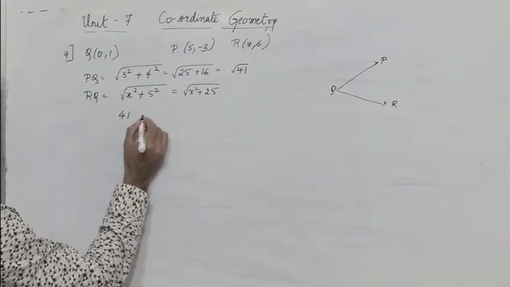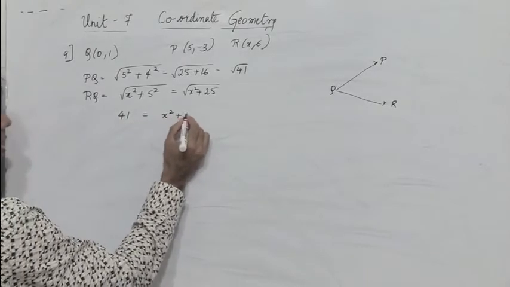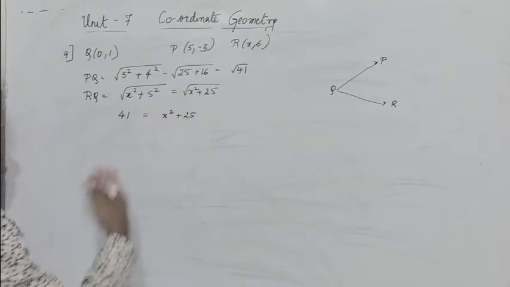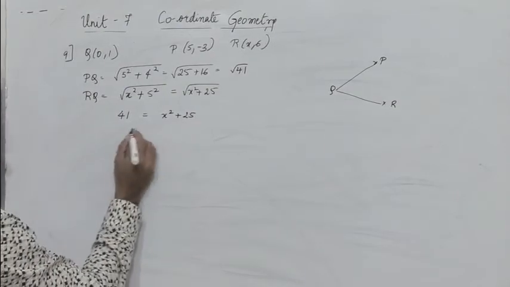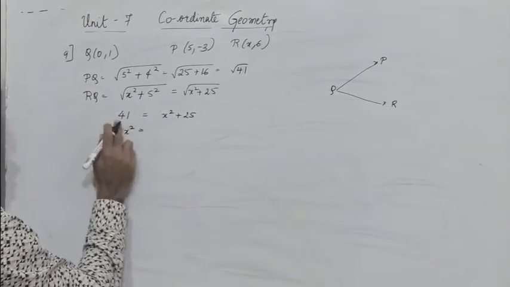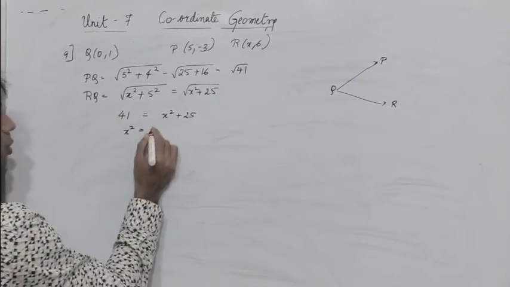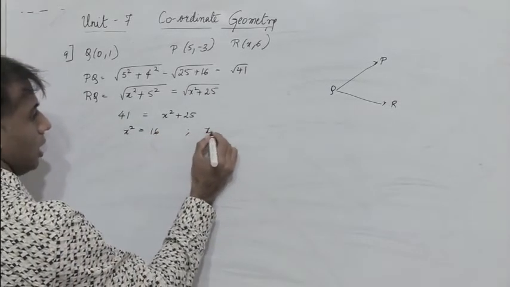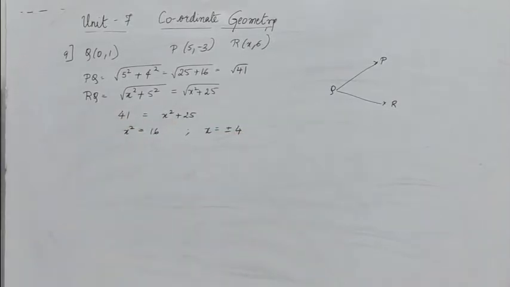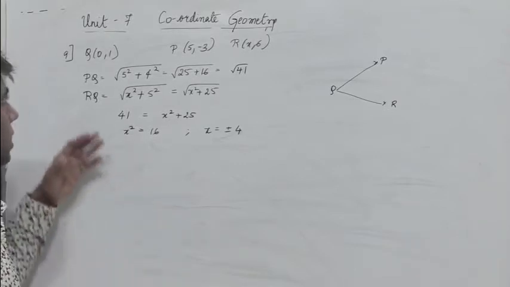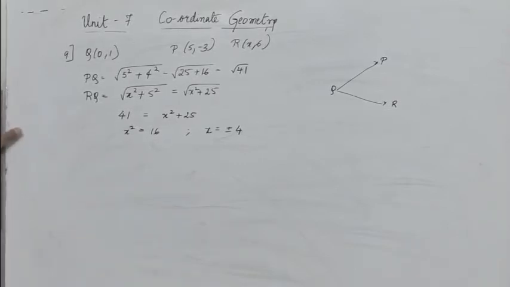So we have 41 equals x squared plus 25, if I take the square on both sides. Bringing this 25 here, I get x squared equals 41 minus 25, which is 16, so x is equal to plus or minus 4. So x can be either 4 or minus 4. In both cases, we find that the answer is valid.